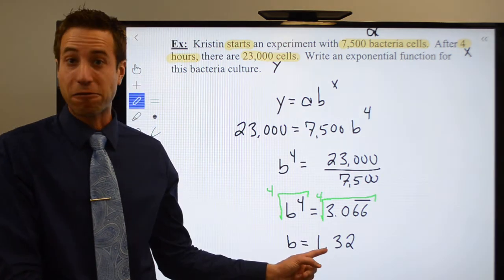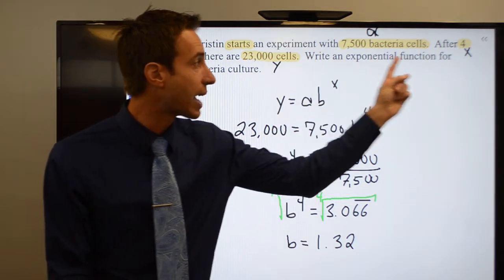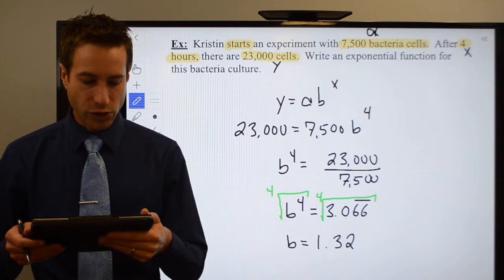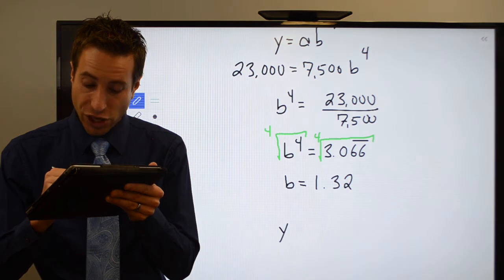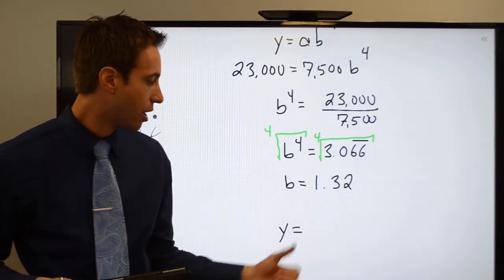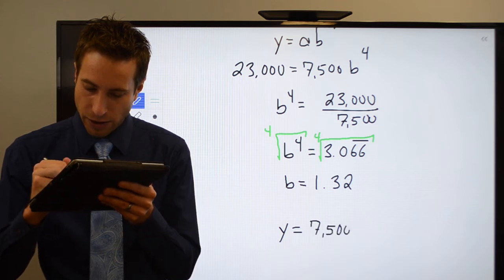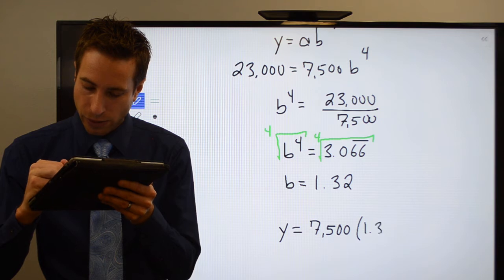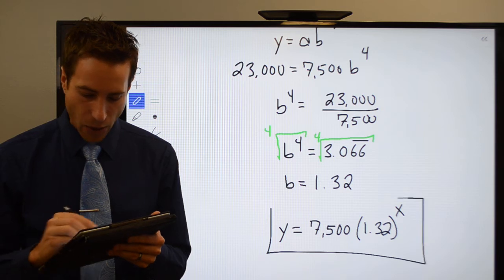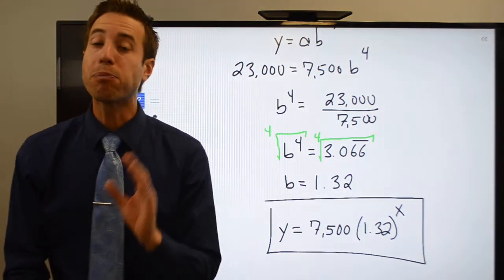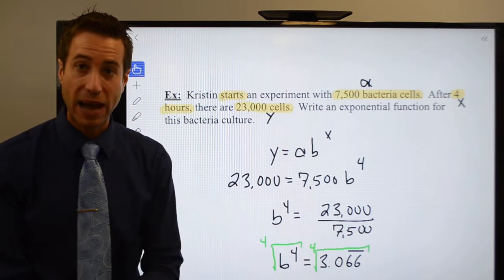Anyway, we've now found b, but please be very, very careful. I didn't ask you to solve for b. I asked you to write an exponential function. So we're actually not done yet. I need to take that value of b and now write a function, which has to have an x and a y in it. So y is equal to 7,500. My b is 1.32, and that's got to be raised to the x power. So there we go. What I now have is a function representing the growth of this bacteria culture.